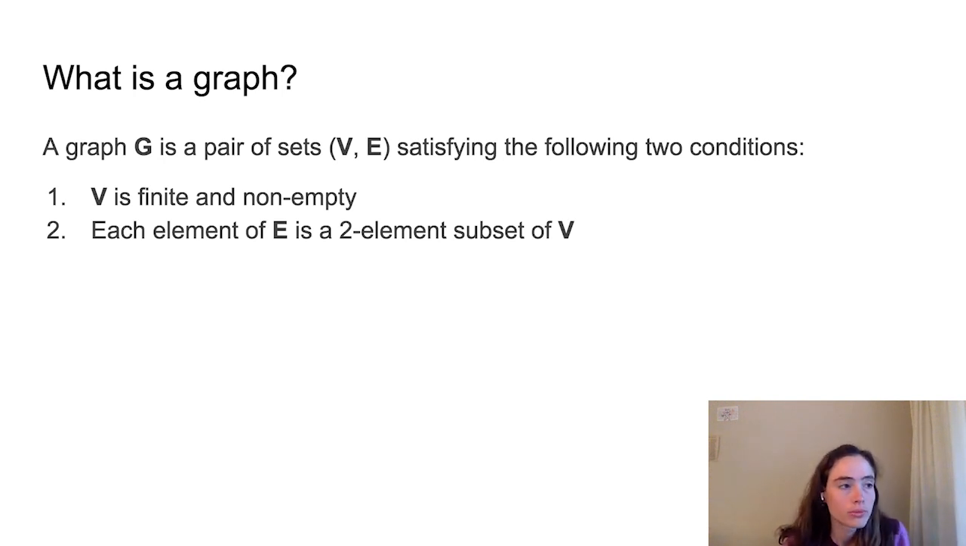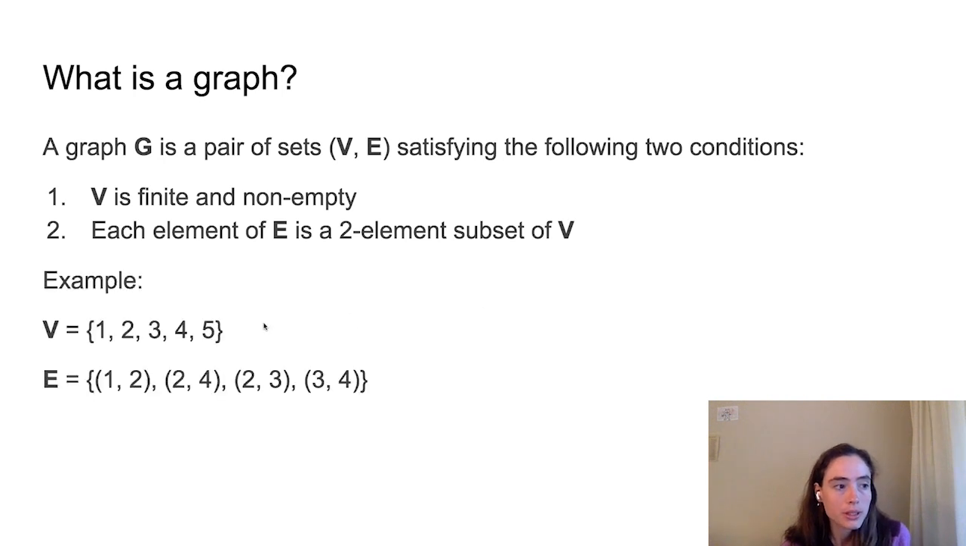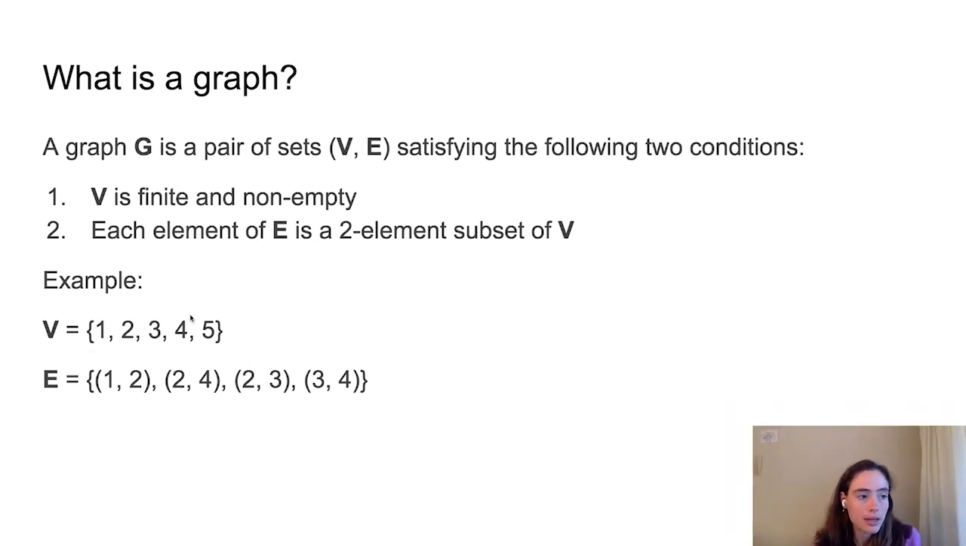So for a pair of sets V and E to represent a graph, they need to obey two specifications. The first is that V must be finite and non-empty, and the second is that each element of E must be a two-element subset of V. So, for example, these two sets totally define a graph. We can see that the set V contains a finite set of objects, and the set E contains pairs of the elements of V.